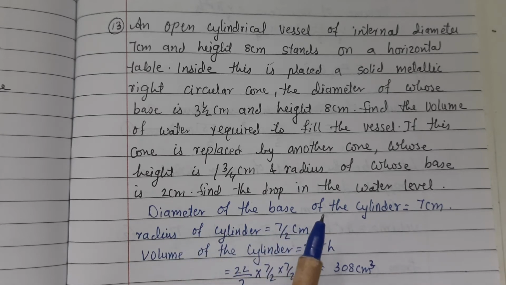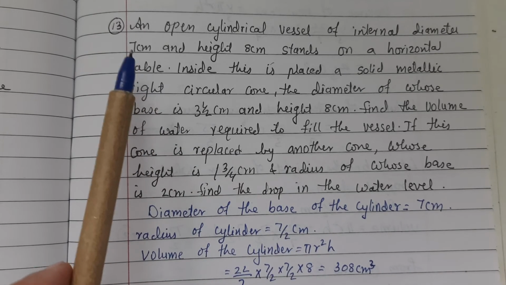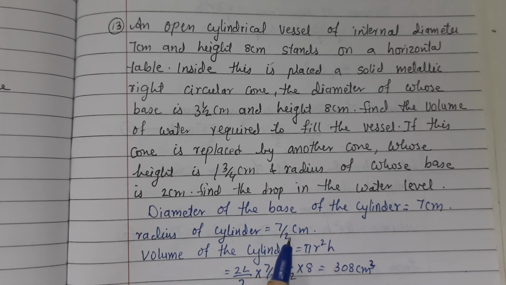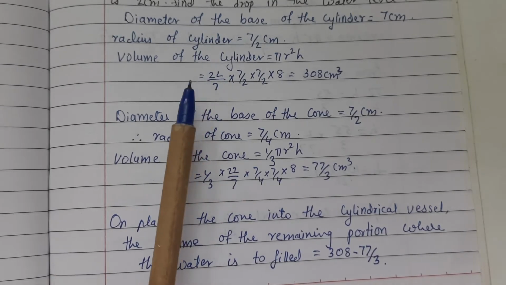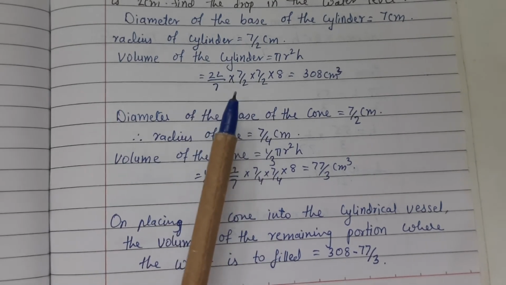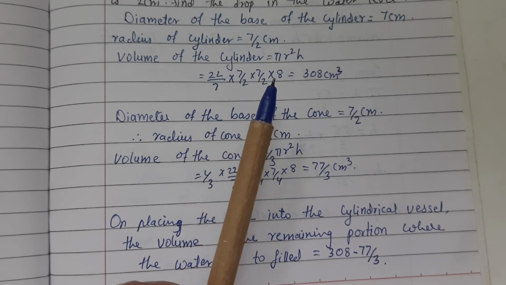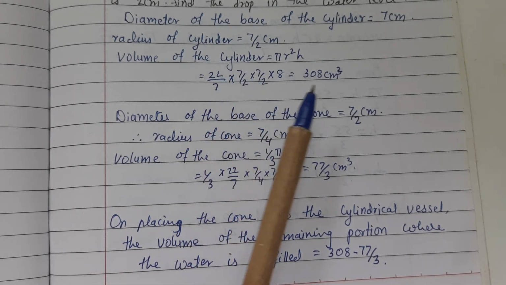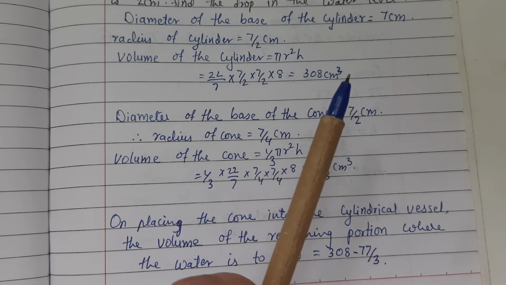Diameter of the base of the cylinder is 7 centimeter, therefore radius will be 7/2 centimeter. Volume of cylinder is pi r square h, equal to 22/7 into 7/2 into 7/2 into 8. Volume of cylinder is equal to 308 centimeter cube.